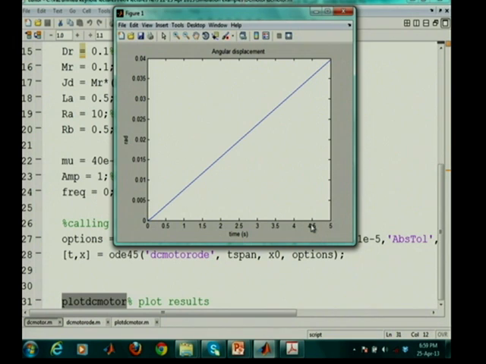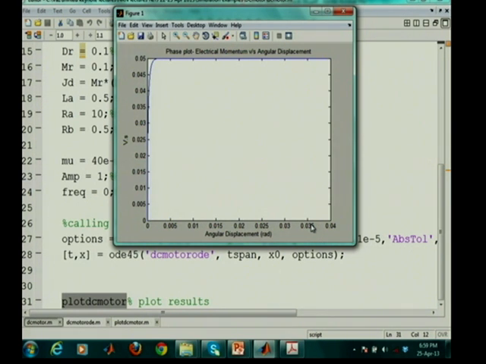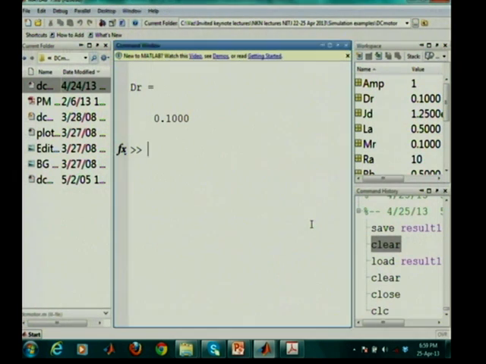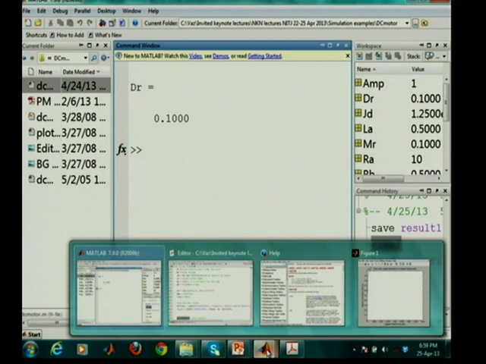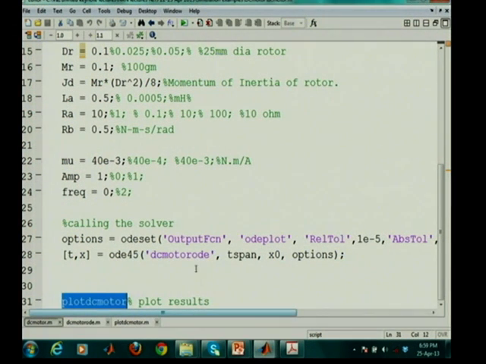This is the angular displacement, and as is understandable, it just increases like this. This is a phase plot. Let's take some variation of parameters here. Let's vary the parameters.